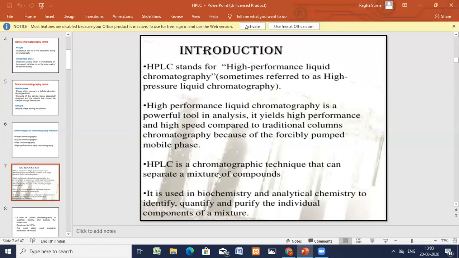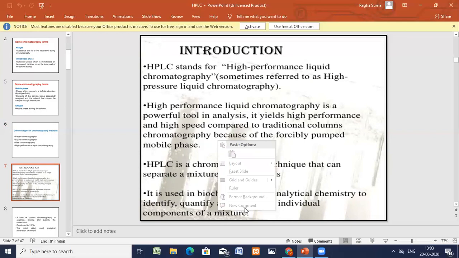HPLC is a chromatographic technique that can separate a mixture of compounds. It is used in biochemistry and analytical chemistry to identify, quantify, and purify the individual components of a mixture. You identify the components, find how much is there, and check the purity of the components of the mixture.